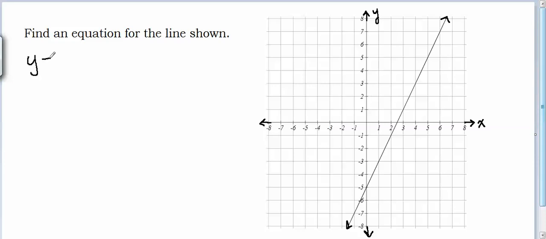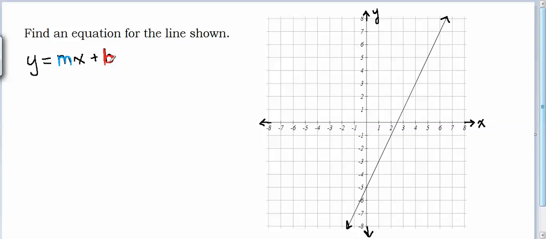y equals mx plus b. The x and the y in this formula are always going to be there. But the m and the b, we're going to figure out what numbers to use there. So we need to find a number to use for the m and a number to use for the b. So let's begin by finding the b.